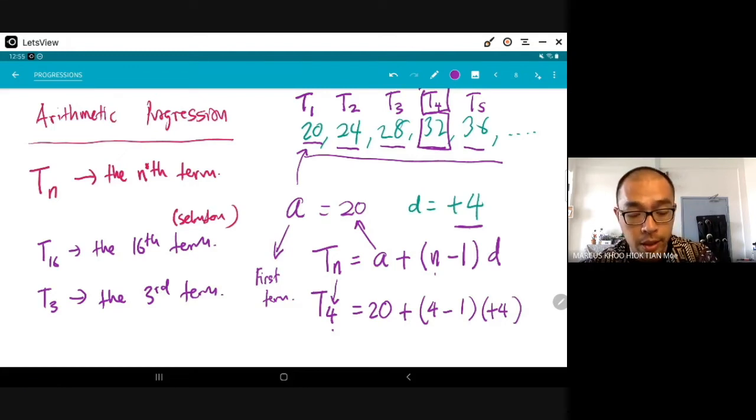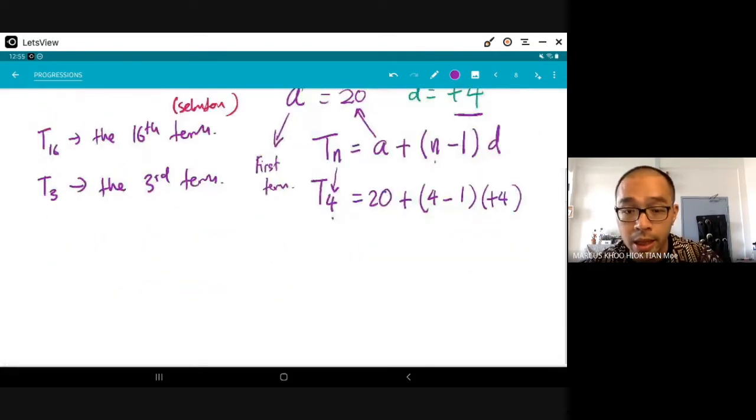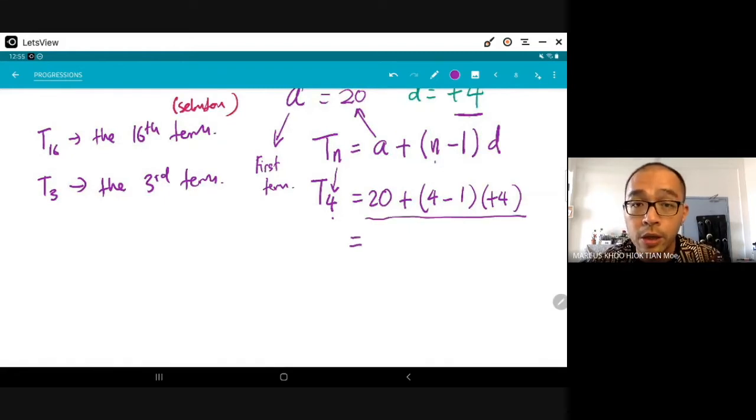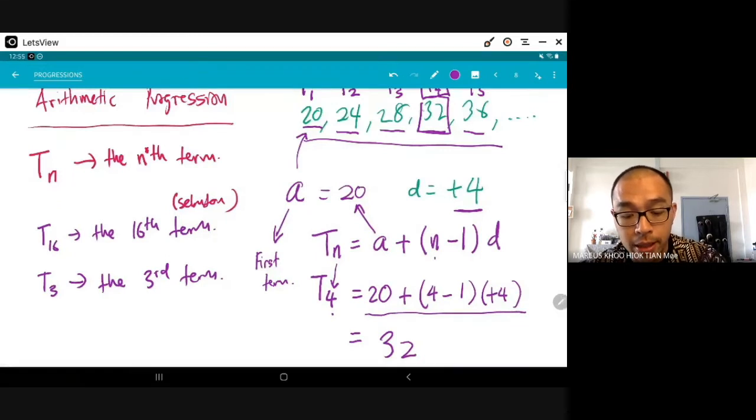Okay. Now, ini kerja senang sudah ini guys. Kamu tekan calculator di sini. Okay, cuba kau tekan calculator. Berapa nilai yang kamu dapat? Make sure you include the brackets. Okay, 32. Which is the same nilai yang kita dapat tadi.